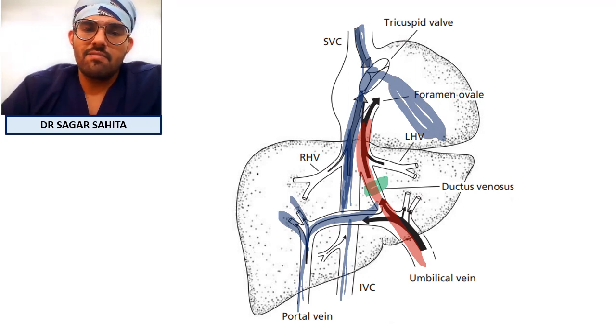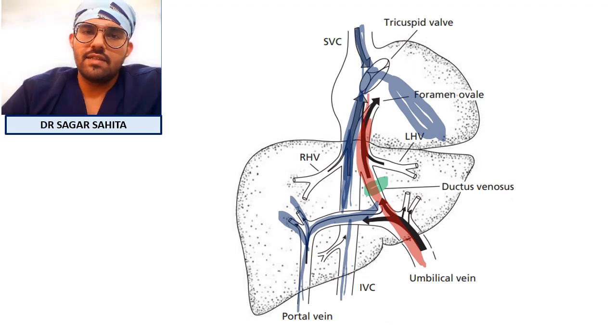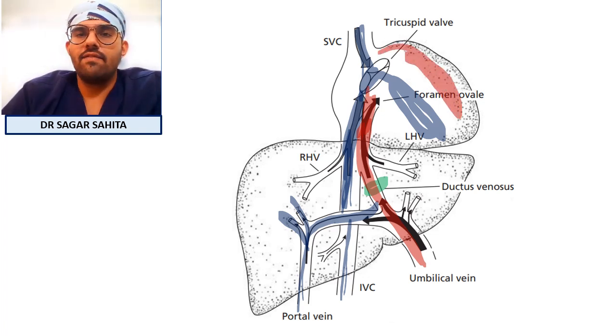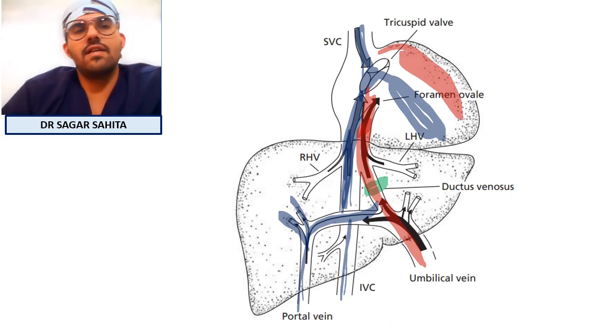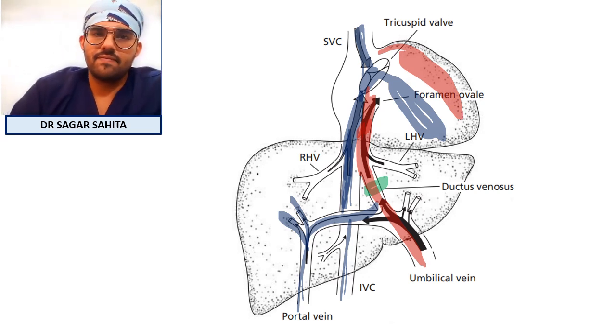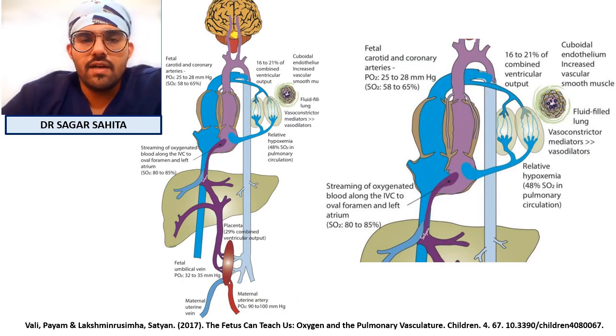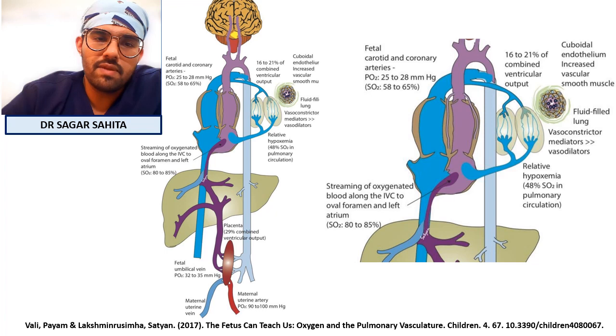But the oxygenated blood is, by a special mechanism, pushed directly into the LA through the foramen ovale, and through the LA enters the LV. This is the unique feature about the fetal circulation. Here we can see in much more detail the oxygenated blood coming from the placenta, traveling in the IVC through the foramen ovale to the left side of the heart to the aorta.